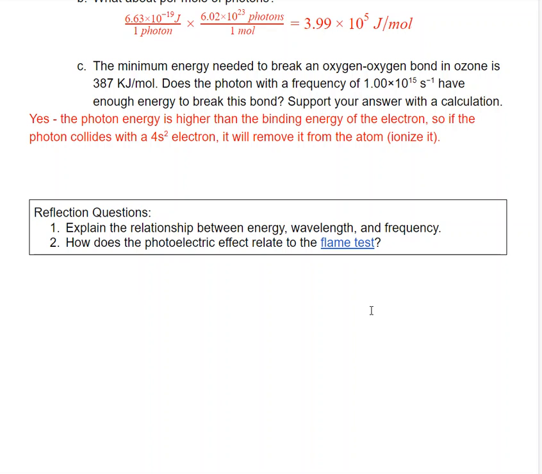How does this relate to the flame test? So in the flame test, what you're actually observing are those transitions between those energy levels. So that's what the photoelectric effect is showing us. That energy being re-emitted by those electrons as they move down energy levels.